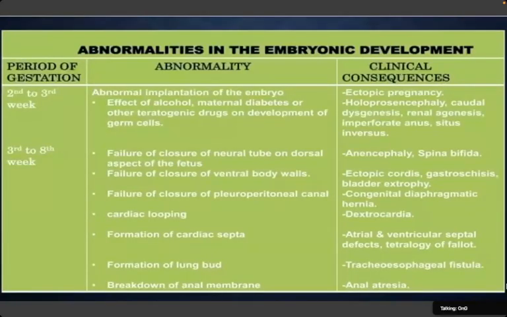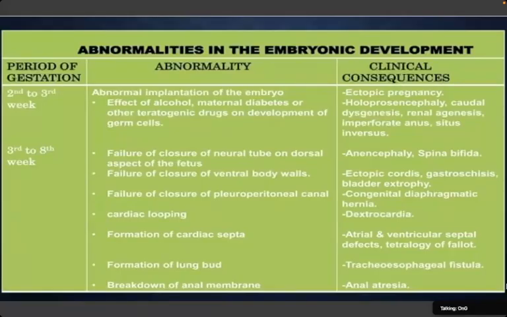To touch on the abnormalities that can occur during embryonic development, we have abnormal implantation of the embryo. The clinical consequences then include an ectopic pregnancy, holoprosencephaly, caudal dysgenesis, renal agenesis, and an imperforate anus or situs inversus.